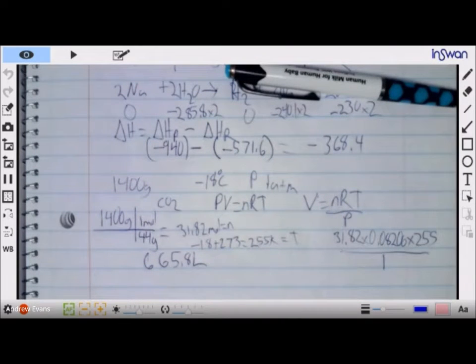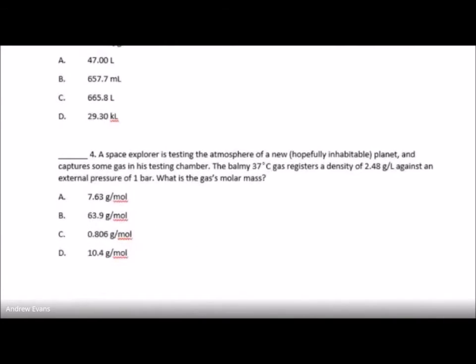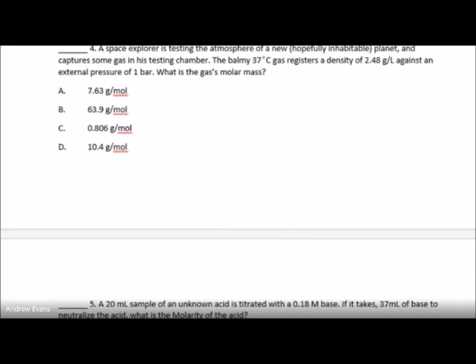So if the bag hasn't already popped, it is filled to the brim. It may not even be able to fully expand, because if that freezer isn't 665 liters, it's going to expand until it can't expand no more. So the correct answer is answer C. C is how big this would expand. The last one on the first page.